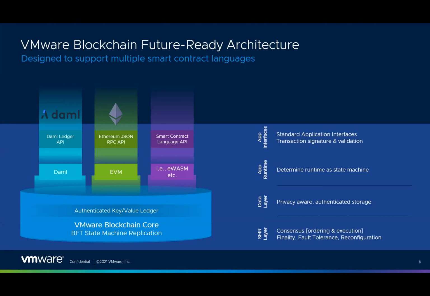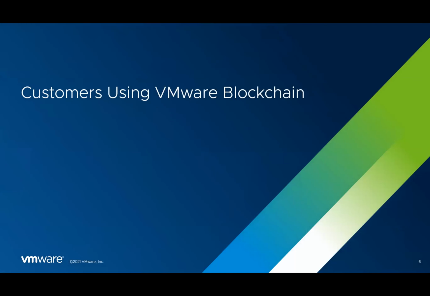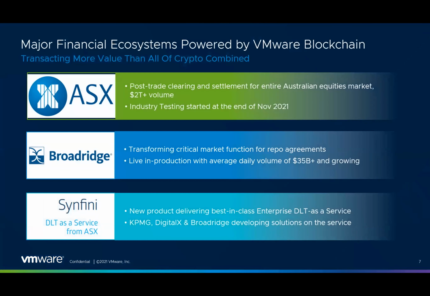Now let's take a look at some of our customers who are using VMware Blockchain. They've collaborated deeply with Broadridge Financials on the development of the distributed repo platform that is underpinned by VMware Blockchain. It's in production with over 35 billion in average daily volume.